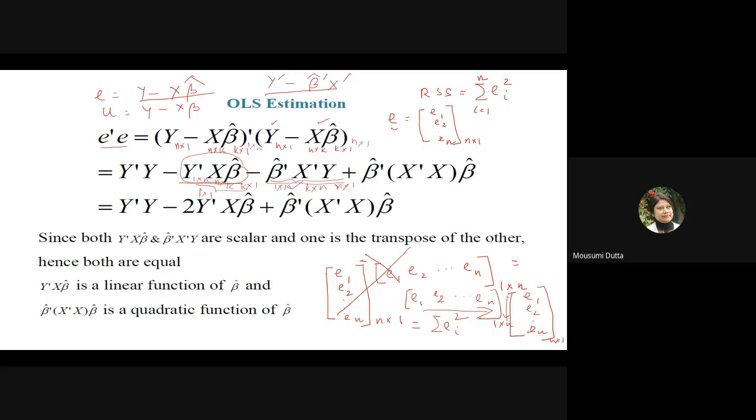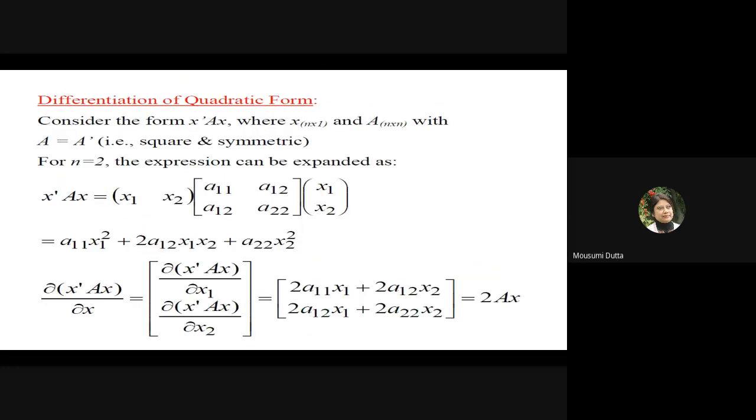X prime is of order k by n. X is of order n by k. So x prime x is of order k by k, so it is a symmetric matrix. We have a symmetric matrix in between. It is pre-multiplied with a row vector beta hat prime and post-multiplied with a column vector beta hat. So a similar kind of structure I am considering here.